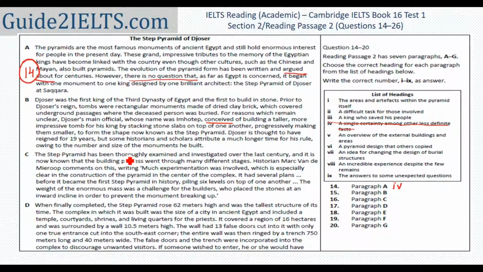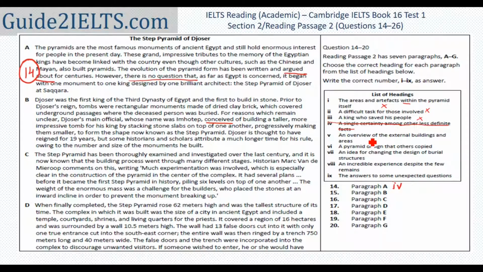Knowing this, let's start with our headings. We are not talking about within the pyramid right now. We are talking about the basic building plan, design of it. Difficult task for those involved, not really. They are talking about how it was planned, but nothing about whether it was difficult or not. A king who saved his people. Is there anything about that?